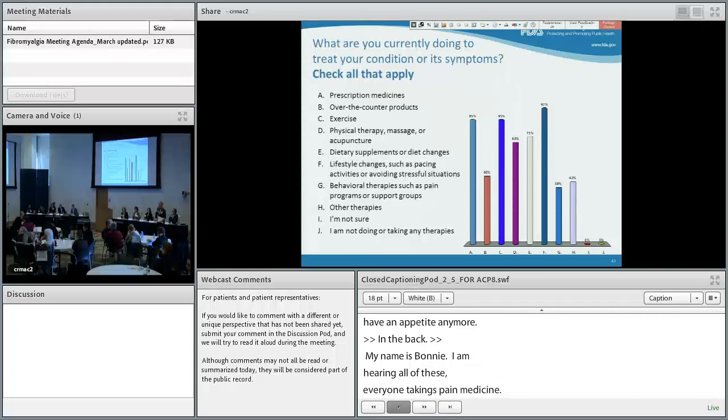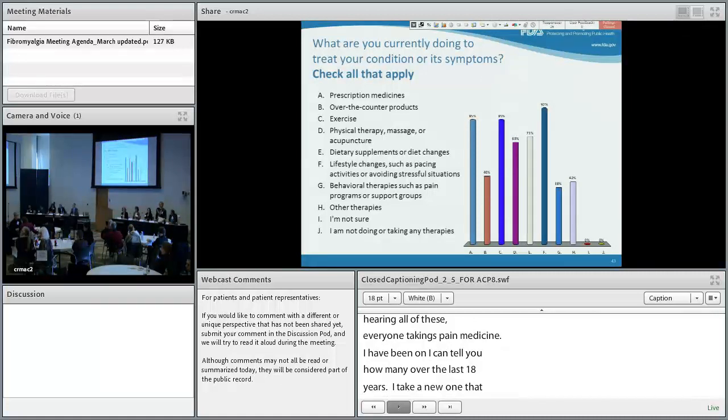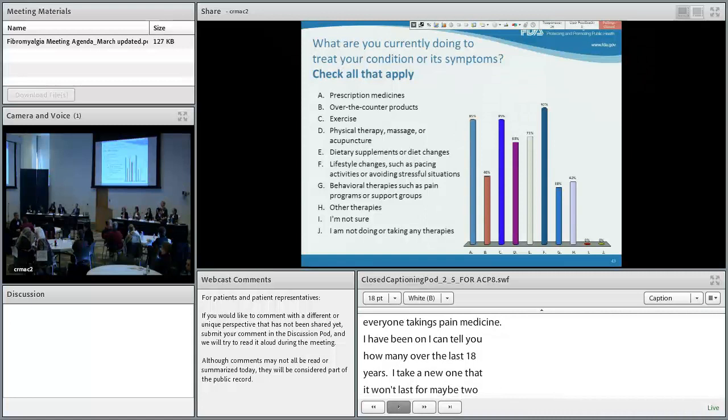I'm hearing everyone taking medicine, pain meds, and they help them. I have been on, I can't tell you how many over the last 18 years. I take a new one. It'll last for maybe 2 years or something, and then nothing. So I go to another one for 2 years, then it stops. I have been on everything everybody's talking about. The last ones that I have taken and had to stop was Ultram or Ultracet. I was on that for the longest time, maybe 5-6 years, when it stopped.